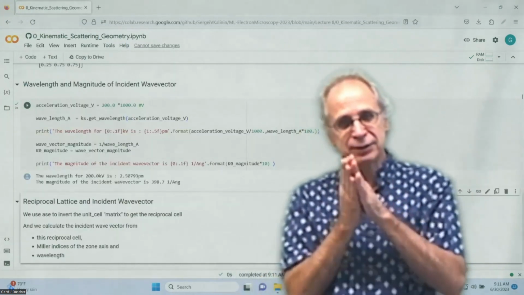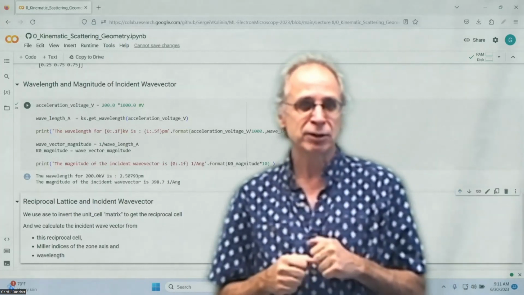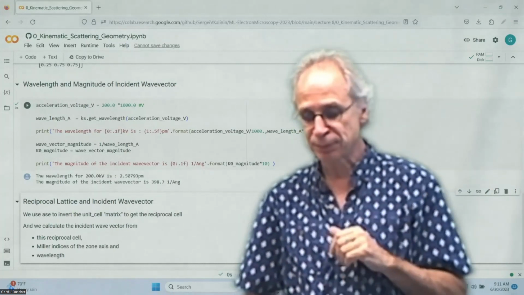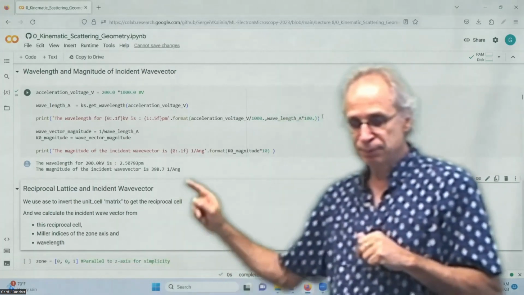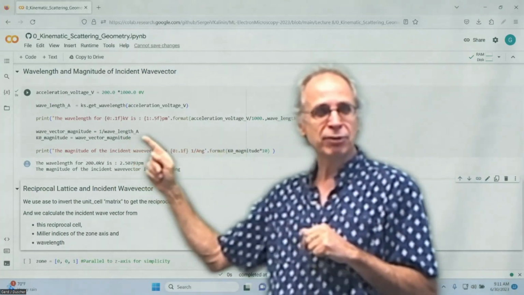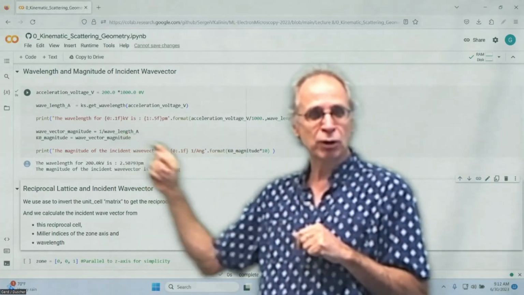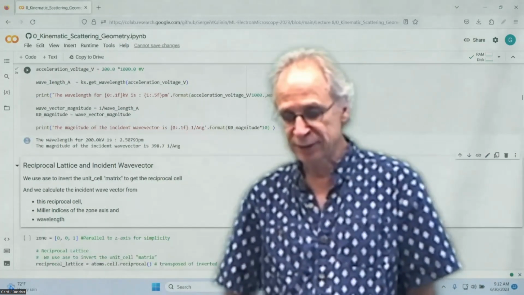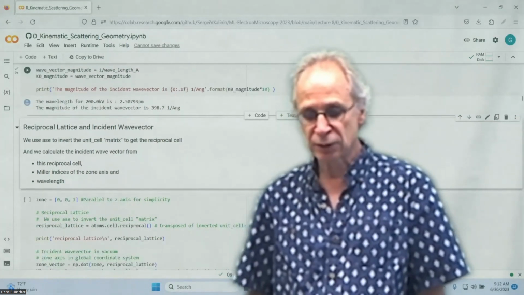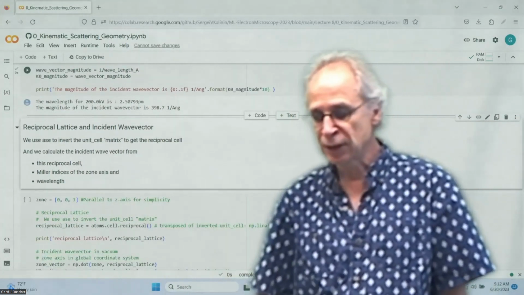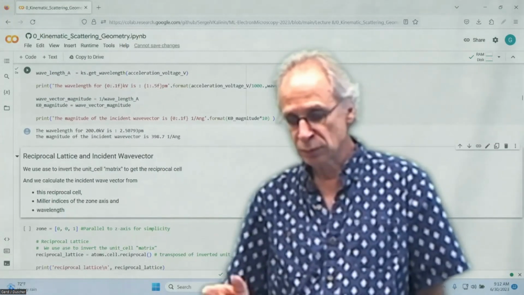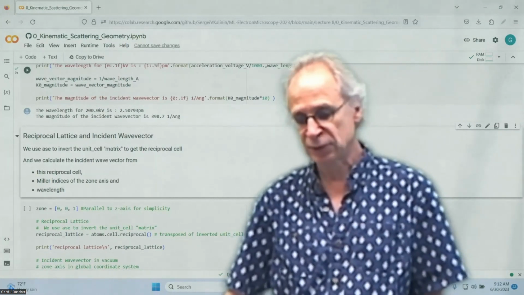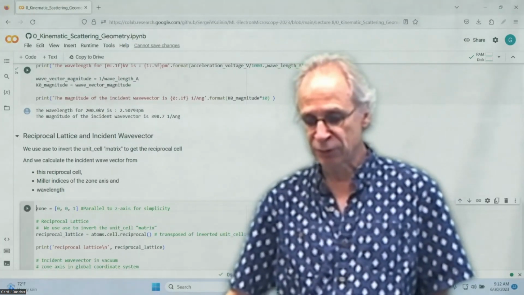We need the length of our incoming wave vector. That is the wavelength, right? Or 1 over the wavelength. The wavelength is on the order of a few picometers, and 1 over the wavelength gives you the wave vector magnitude. So we give that out here. It's a relativistic wavelength, so this is relatively straightforward.